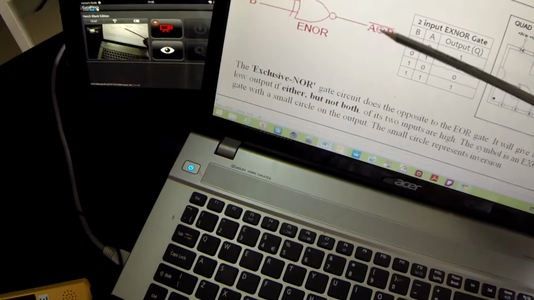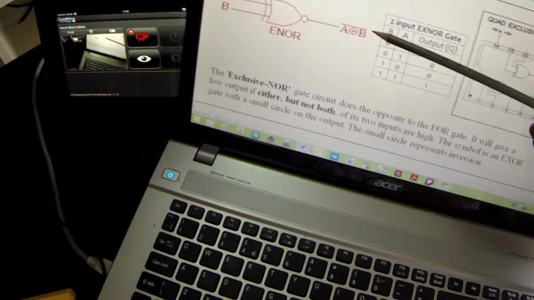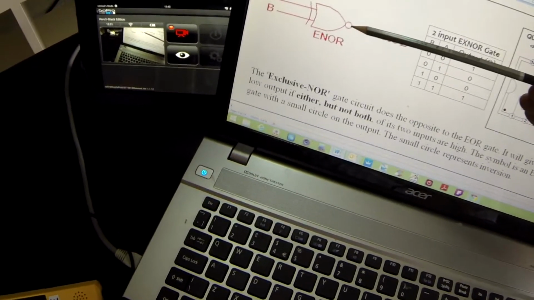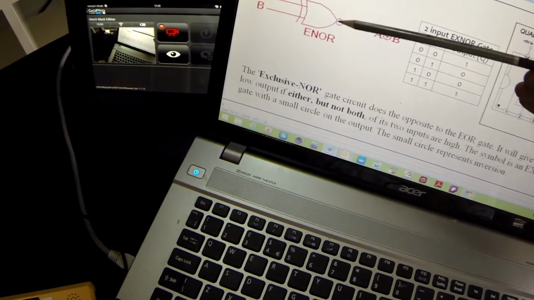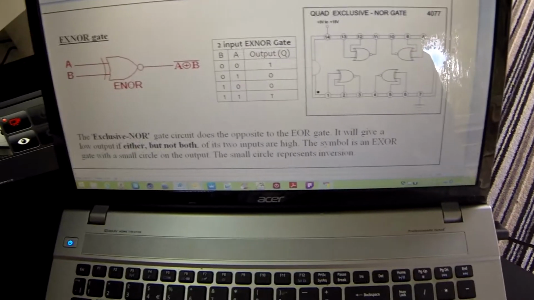This is our symbol, our exclusive OR with the bar across the top. And again, on our symbol, we've got the exclusive OR gate with the little circle. Let's have a look at the 4077.